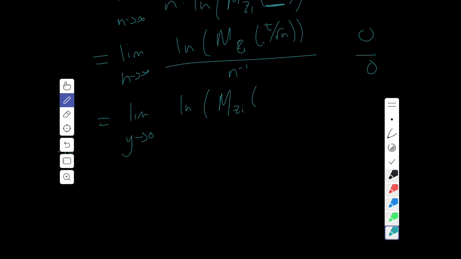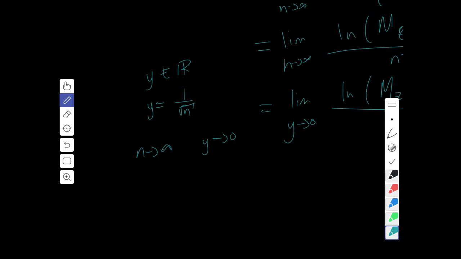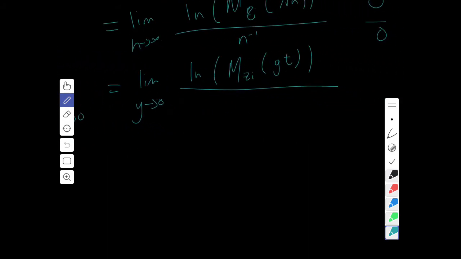The inside of the moment generating function, the argument, however, is no longer t over root n. It now becomes yt. And the bottom part, well, if y is equal to 1 over root n, y squared is equal to 1 over n, because we're going to square both sides, which is n to the minus 1. And that's what we have at the bottom.